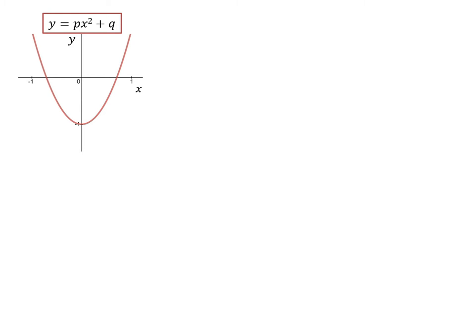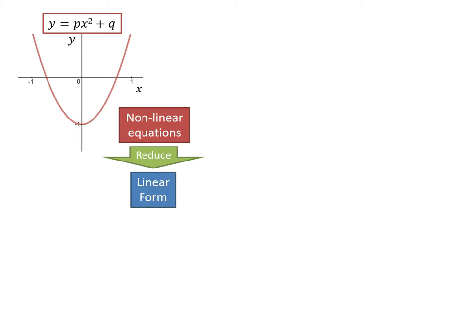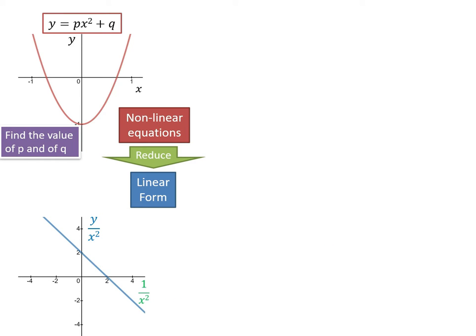Have a look at this graph. This graph is a quadratic graph, smiley face, where the y-intercept is at -1. The equation gives you unknown p and q inside. This non-linear equation can be reduced into the linear form where the graph is moving down and passing through the y-intercept at 2. The big Y and big X are given, which is y over x squared and 1 over x squared. Can you find the value of p and q for me?